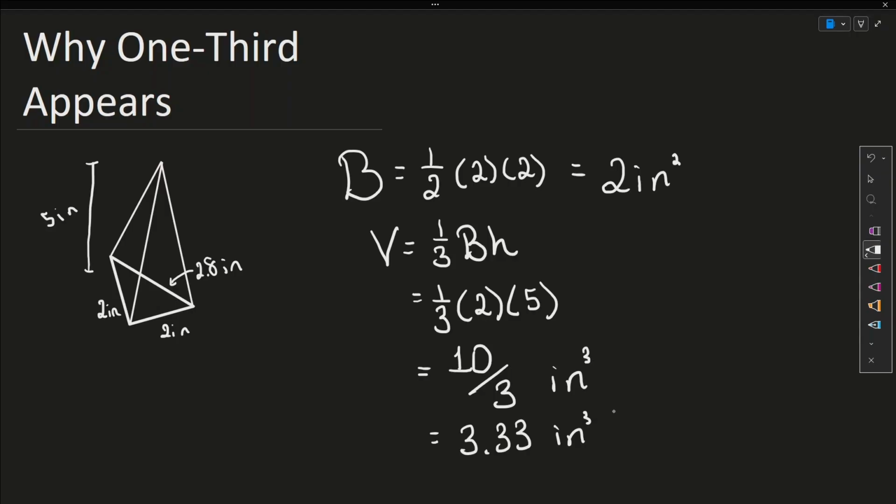This is a nice example of the 1/3 relationship. If we had a prism with the same base area of 2 square inches and the same height of 5 inches, its volume would be 10 cubic inches. The pyramid is 1/3 of that, 10/3 cubic inches.